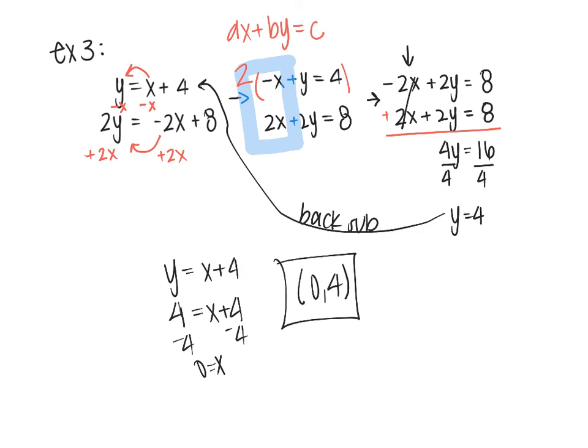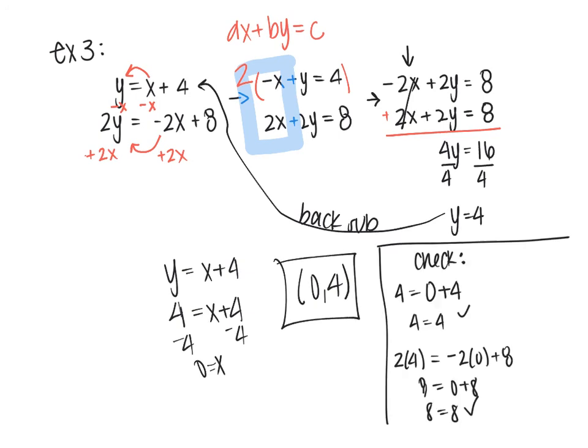Now you got to make sure you check these. So I'm going to plug in x equals 0 and y equals 4 to both equations in the question, make sure it's true, and then I know it's right. So I checked my solution in both equations and I got two true statements. So I know the point 0, 4 is the correct answer.